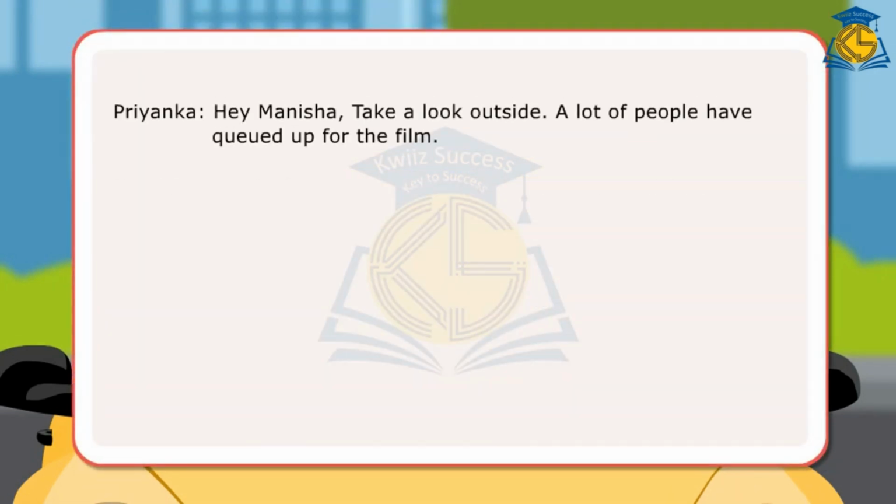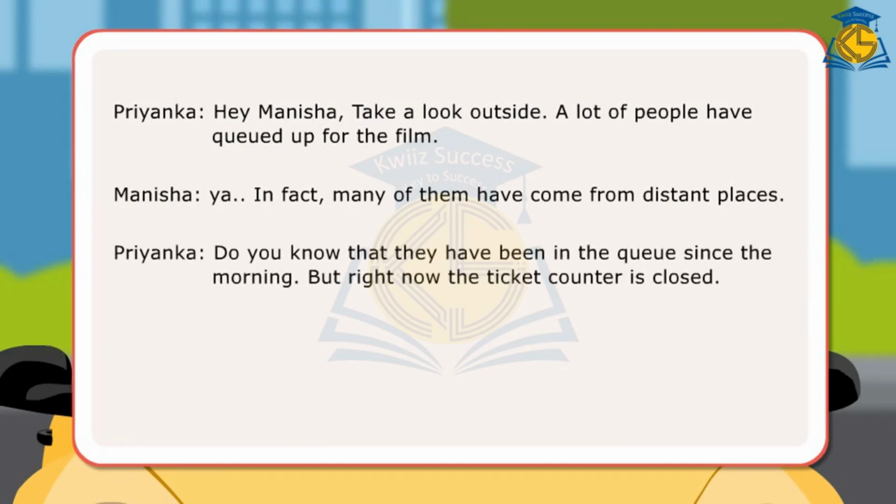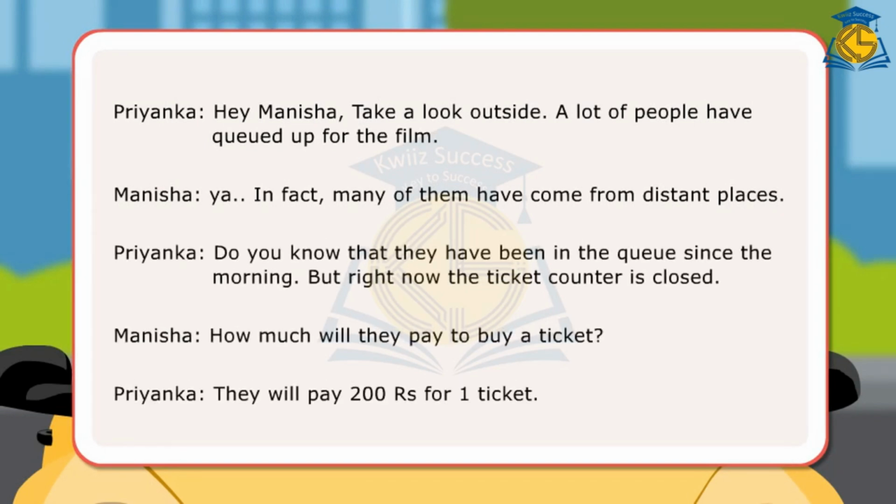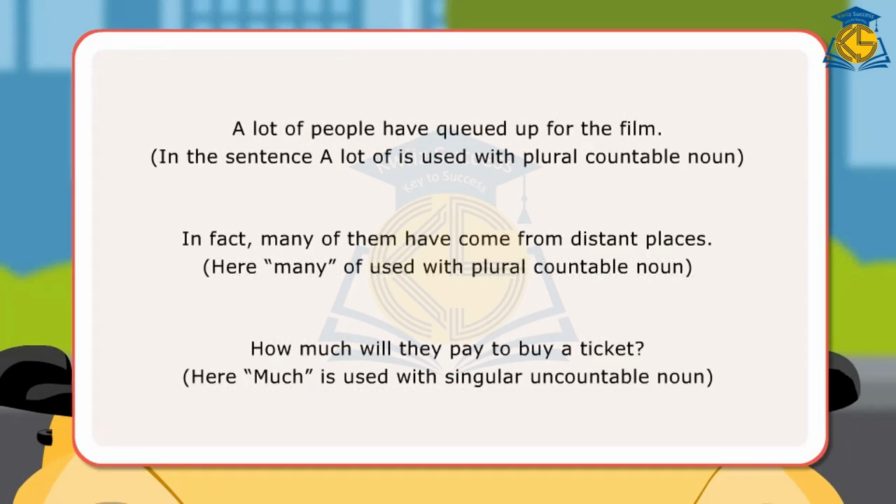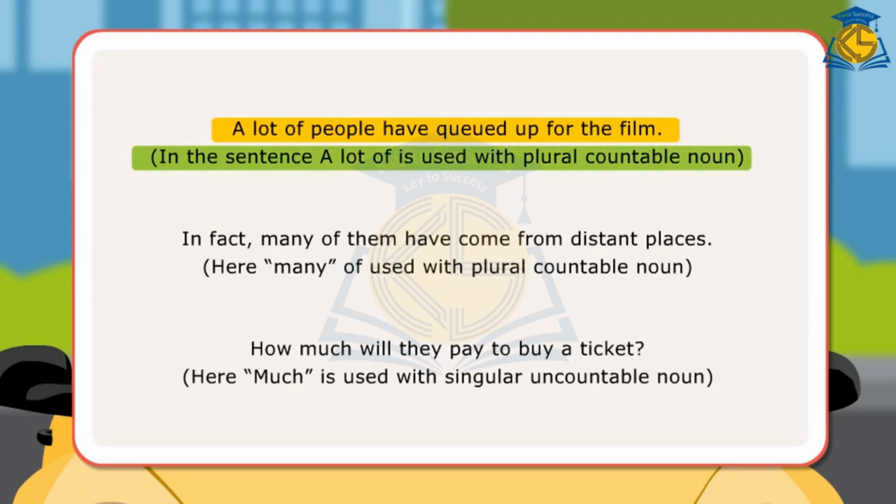In the conversation, we come across many quantifiers to talk about quantity, amount, and degree. Here are some example sentences. A lot of people have queued up for the film. In the sentence, a lot of is used with plural countable noun.